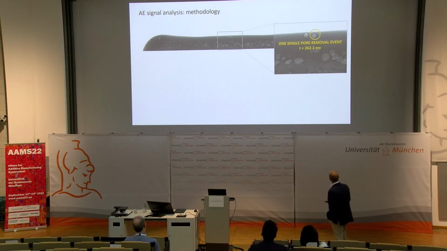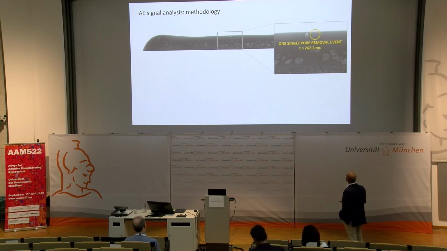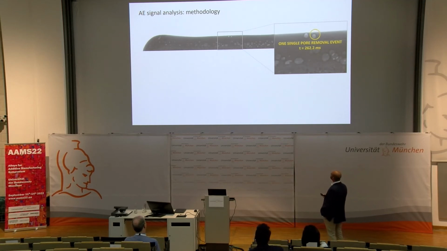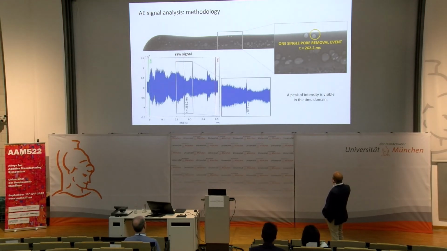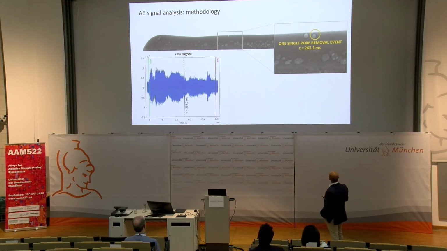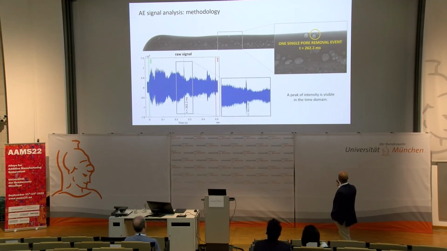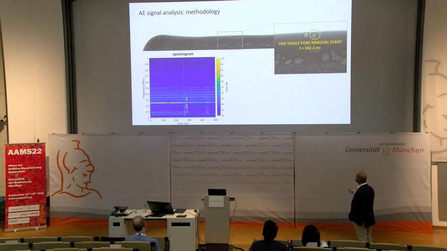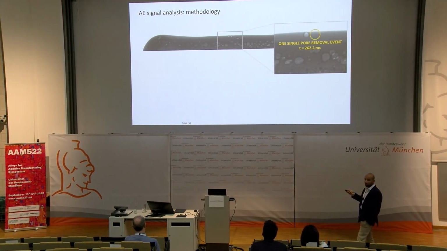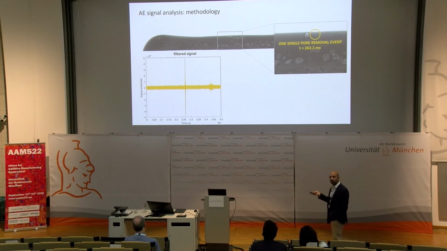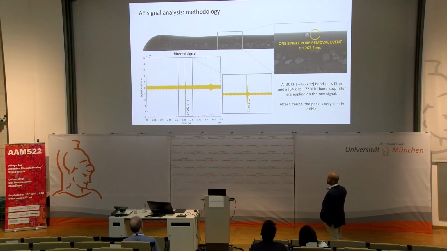So this is an example of the methodology for the signal analysis. It's a perfect example because we have only removal of one pore. You can see the video. Only one pore at 262.2 milliseconds, so you can see a spike in the raw data already, and going into the time frequency domain, there's an event happening exactly at the same time in the frequency range of up to 100 kilohertz. And then doing the filtering, you can see that the signature of the removal is there. And it's very clear, very clear.